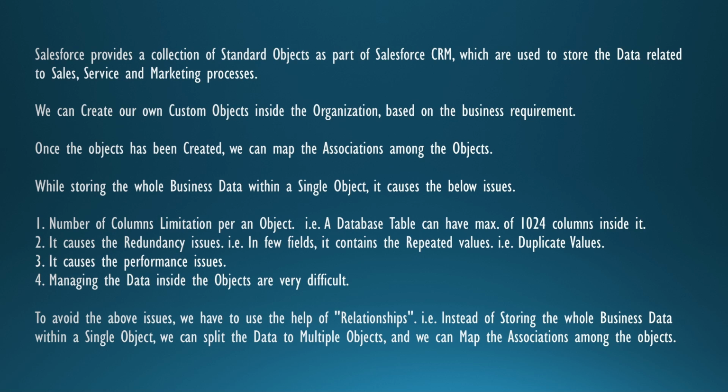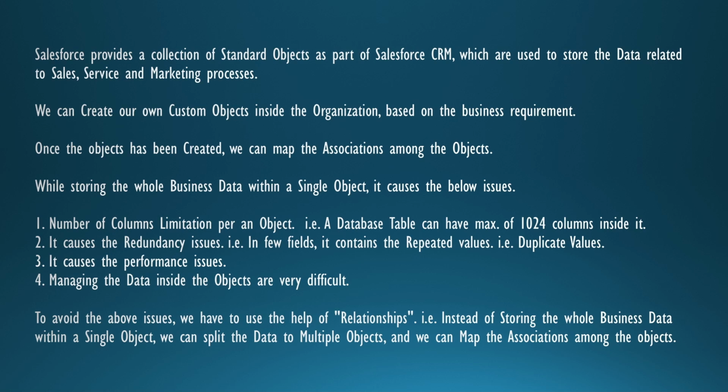Storing the whole business data within a single object causes the below issues. 1. Number of columns limitation per object, which means a database table can have a max of 1024 columns inside it. 2. It causes redundancy issues, which means in a few fields, it contains repeated values, which means duplicate values. 3. It causes performance issues. 4. Managing the data inside the objects is very difficult.